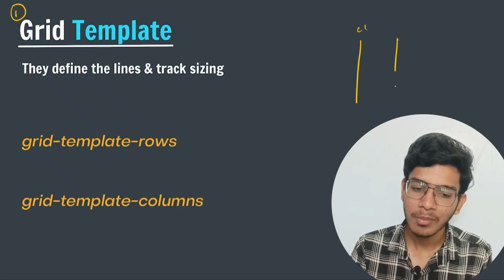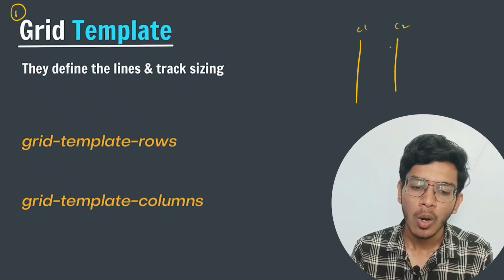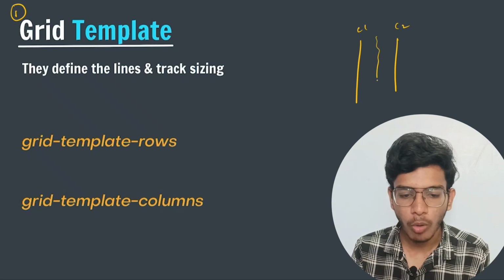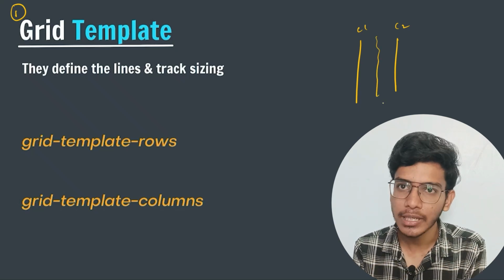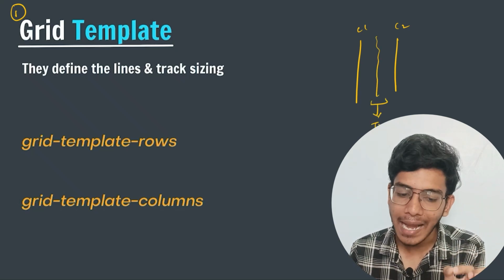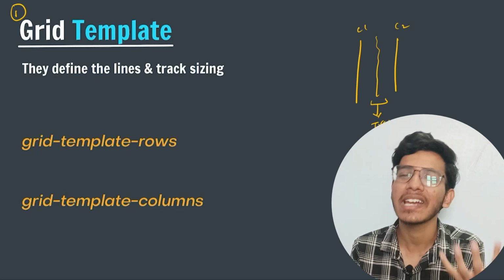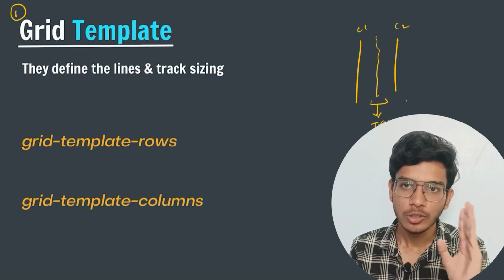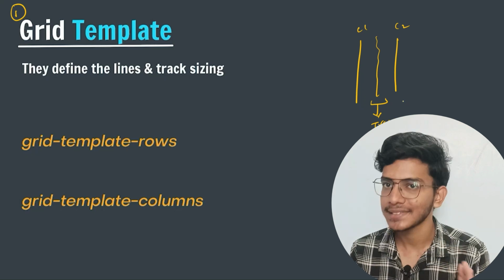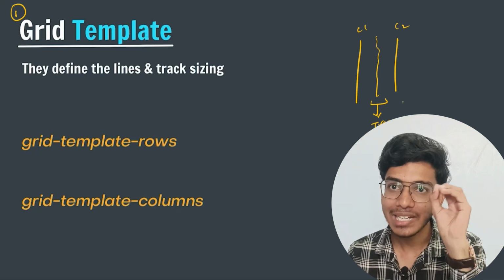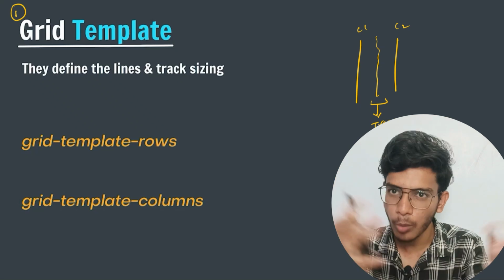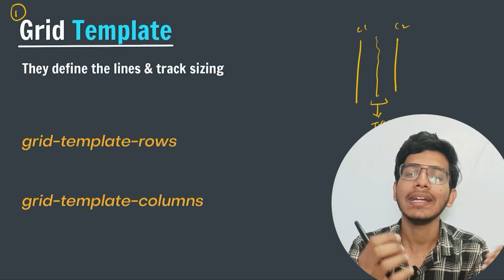Let's say there is a column line 1 and a column line 2. By combining these two lines, whatever space we get in between, we call this a track, or you can call it a grid track, whatever you want. So we call them grid tracks. To create grid tracks in your code, in your GridBox model, we use grid template.